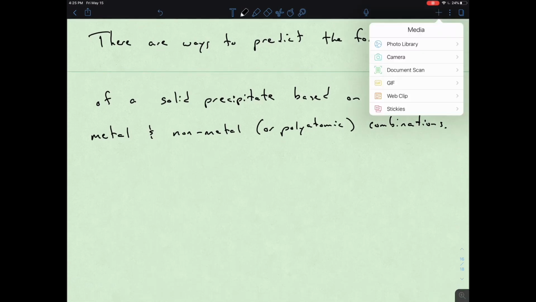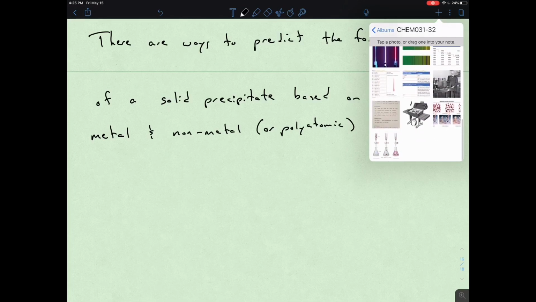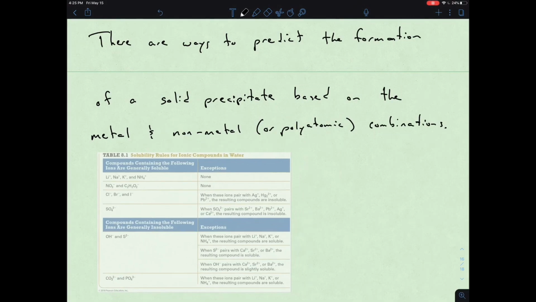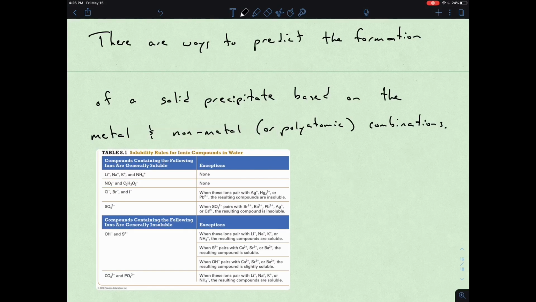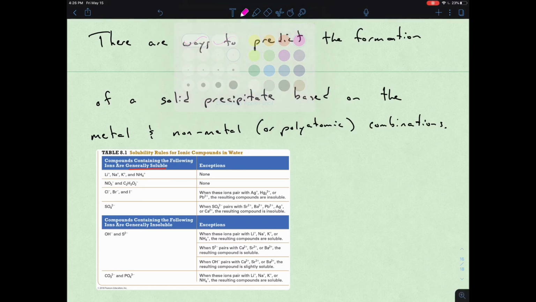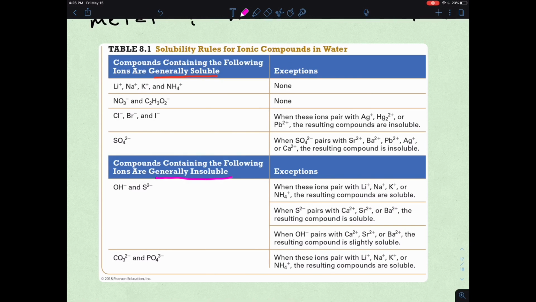So if we go to our textbook, we have a table in the text that relates these ideas. And so here's a table that talks about two different things. Ions that are generally soluble, and then ions that are not generally soluble, or generally insoluble. And so what I would do is just try to look at one part of the table. If you know one half of the table, then by default you should know the other half of the table.